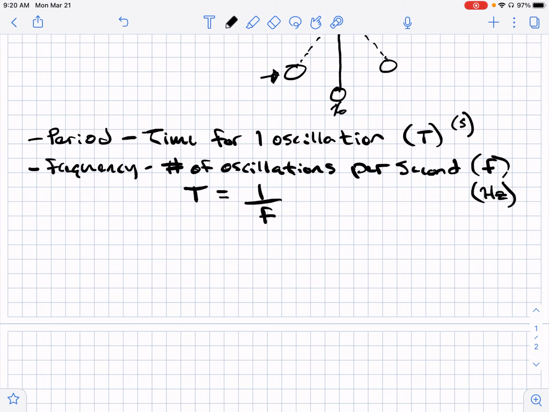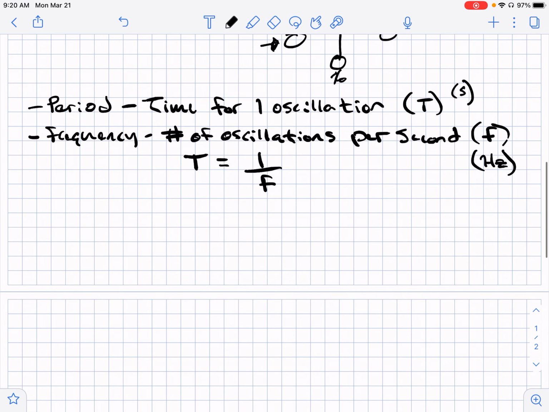Now, if you don't know the frequency, we can still calculate the period, and we have two new equations to do that. The first one is for the period of a spring. Period of a spring is equal to 2 pi times the square root of m over k, all of that under the square root. So if you know the frequency of the mass on the spring, you can calculate the period using 1 divided by frequency. If you don't know the frequency, but you know the mass and the spring constant, then you can calculate the period of the spring this way. Remember, this little k here is your spring constant.